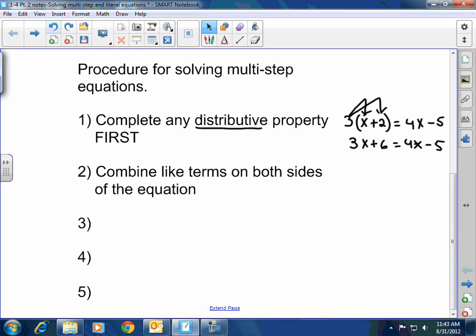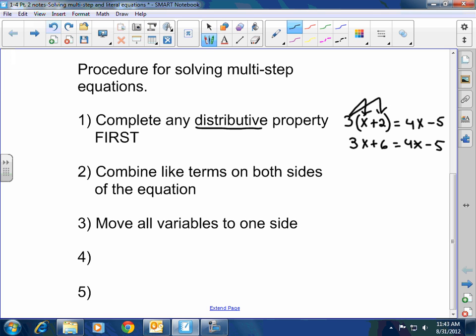Now, step 3. Move all the variables to one side. So let's go back to our original little example here. I got a 3x on the left side and I have a 4x on the right side. I need to move those variables to one side. I really don't care which side they go to. I don't care if it's going to end up positive or negative. That is a personal choice. Me, I'm going to go ahead and make it positive. So I'm going to subtract 3x from both sides.